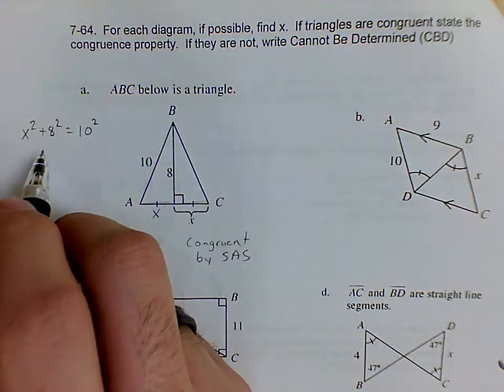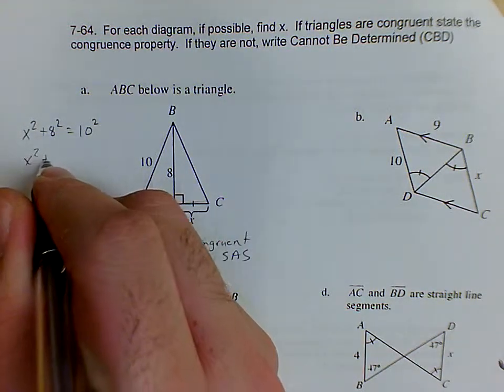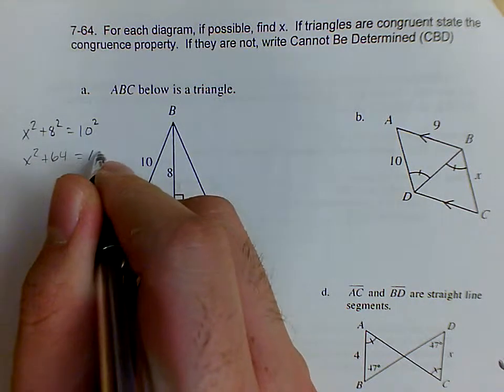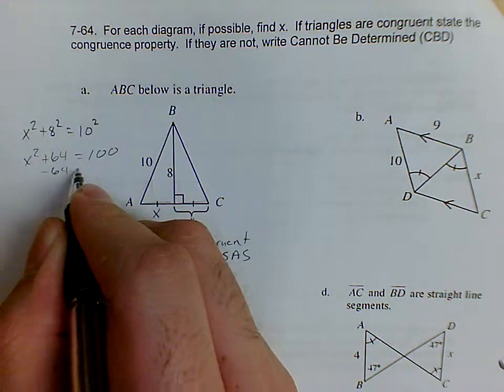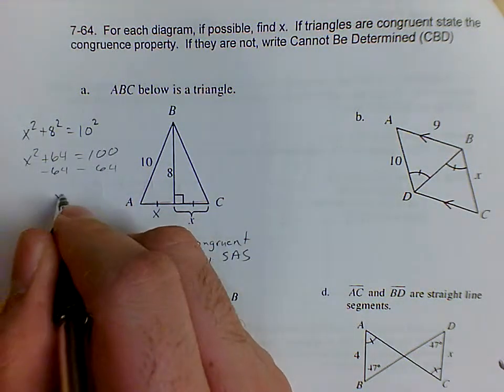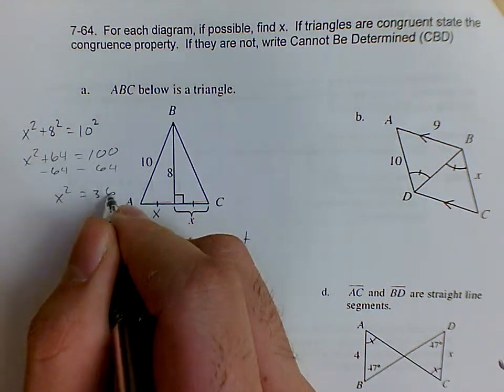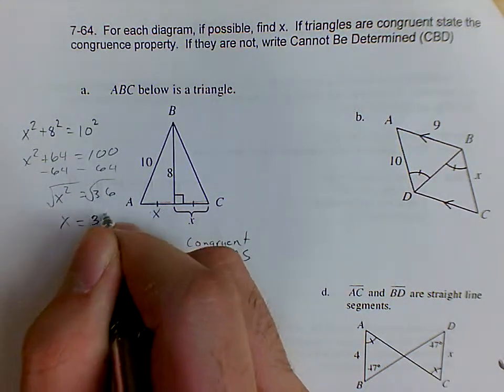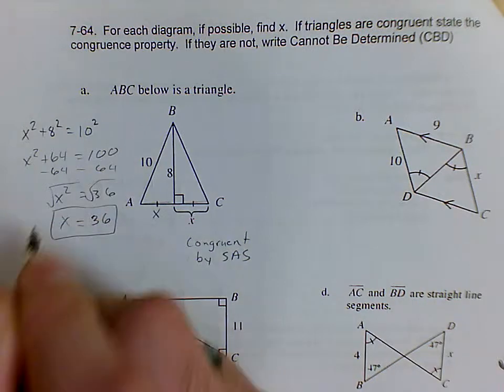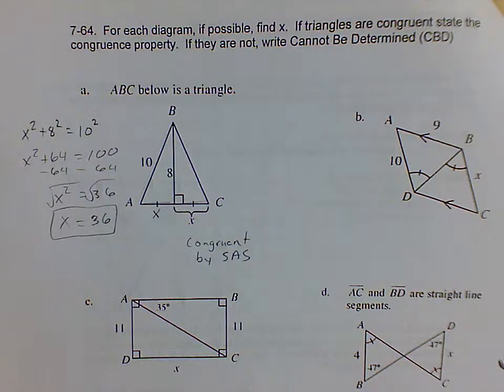First thing is exponents, so x squared plus 64 equals 100. Subtract the 64. You get x squared equals 36. Square root both sides. X equals 6. All right, there is question A. Let's move on to question B.